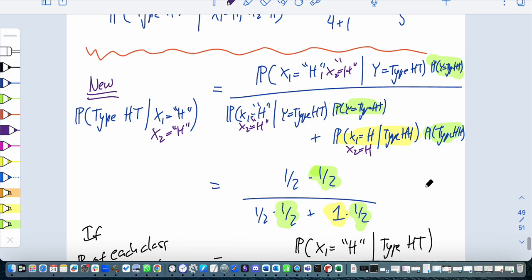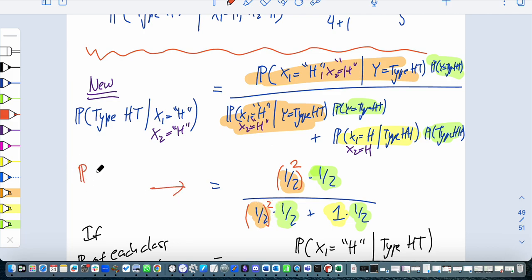Well, the probabilities of the classes in green are still a half. But this probability over here changes. Instead of being a half, what is it? It is a half squared, right? It was a half for one single coin, and if you have 2 coins, it's a half times a half. So it really is a half squared. And this is the point: probabilities multiply for x1 and x2. Everything else stays the same.